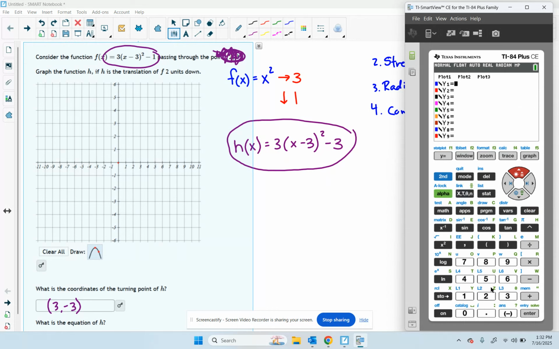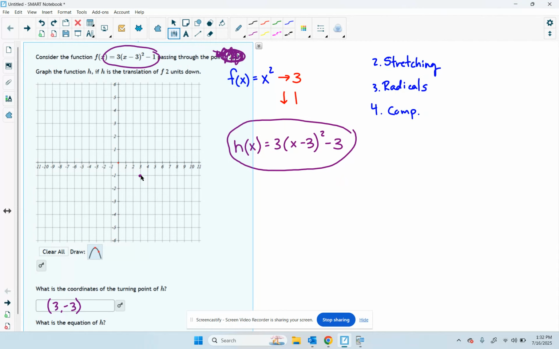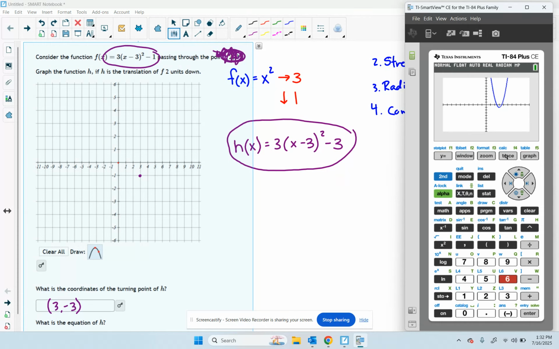So if I plug this in, I have 3 parenthesis x minus 3 squared minus 1. And I'm going to hit zoom 6 for a standard window. So there's my graph. So you could use the translations to say, okay, the vertex is over 3 down 1. So there's the vertex right there. If I hit trace and plug in an x value of 3, I'll see that the vertex is 3, negative 1. And then in order to graph it in Canvas, all you need is another point.